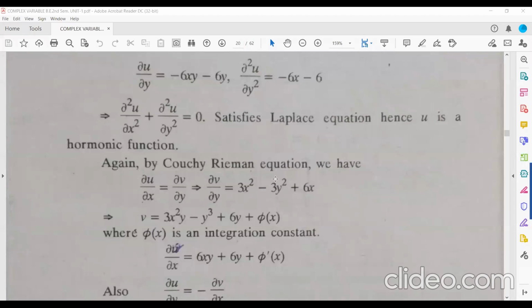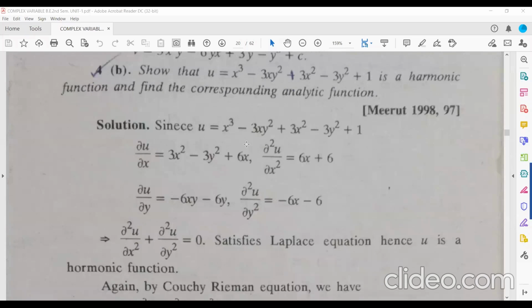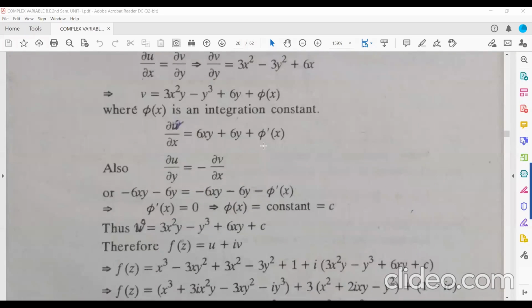So use that method. But if your question is to show that a function is harmonic, then first you need to show whether the given function is harmonic or not. To show the function is harmonic, what do you need to do? You need to check whether the given function satisfies the Laplace equation or not. If it is satisfying, then it is harmonic. Otherwise, not. That is very simple. So you can go through this one.